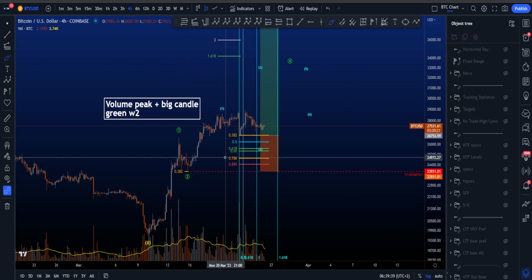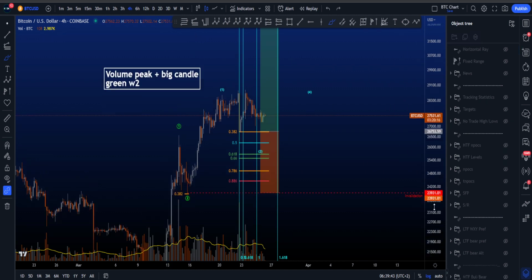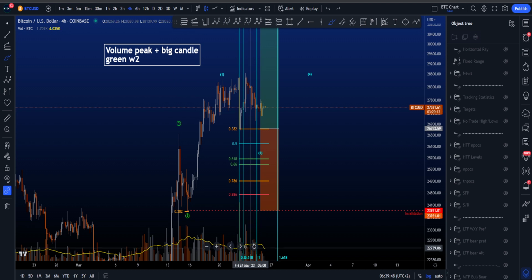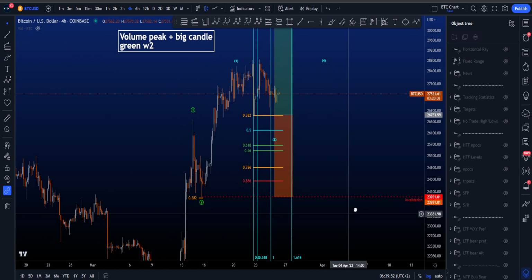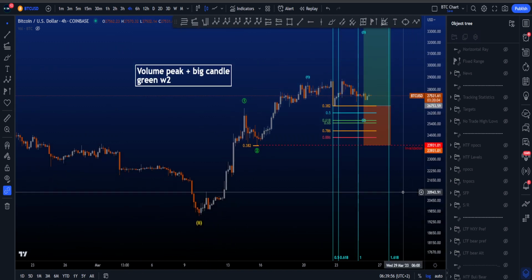But there's a couple of things that we have to look at. So first of all, this wave 2 missed out on hitting the 0.382, and you can see it slightly, maybe if you zoom in, but we missed out on hitting the 0.382, which usually is a minimum target for a wave 2. So that's not something that I like to see.